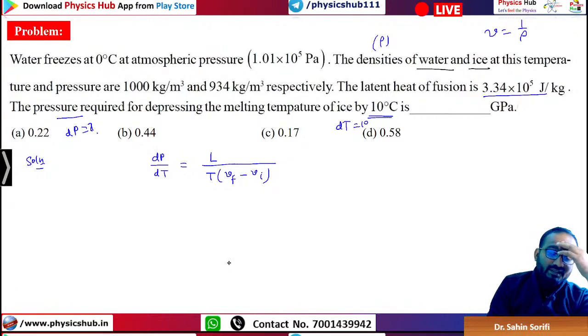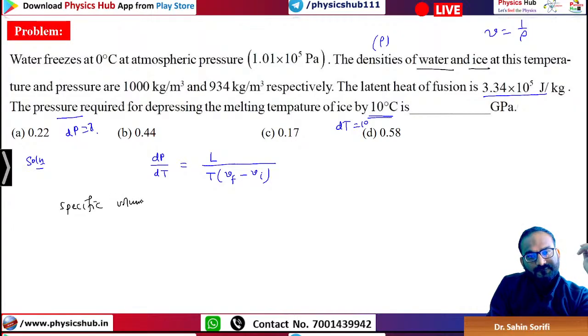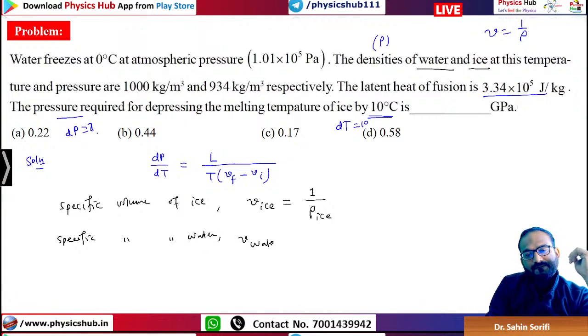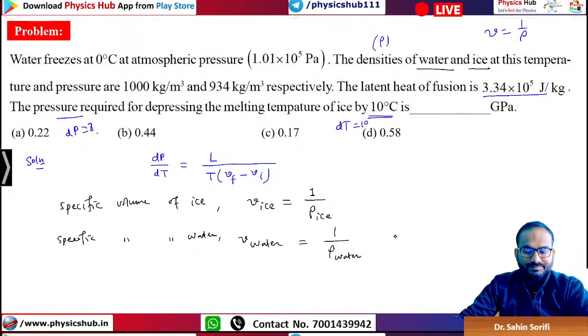So, if you decrease the melting point, what are you trying to do? Let's calculate the specific volume, the molar volume, of ice. This is V ice equals 1 upon rho ice. And the specific volume of water is V water, 1 upon rho water. Can you write it?